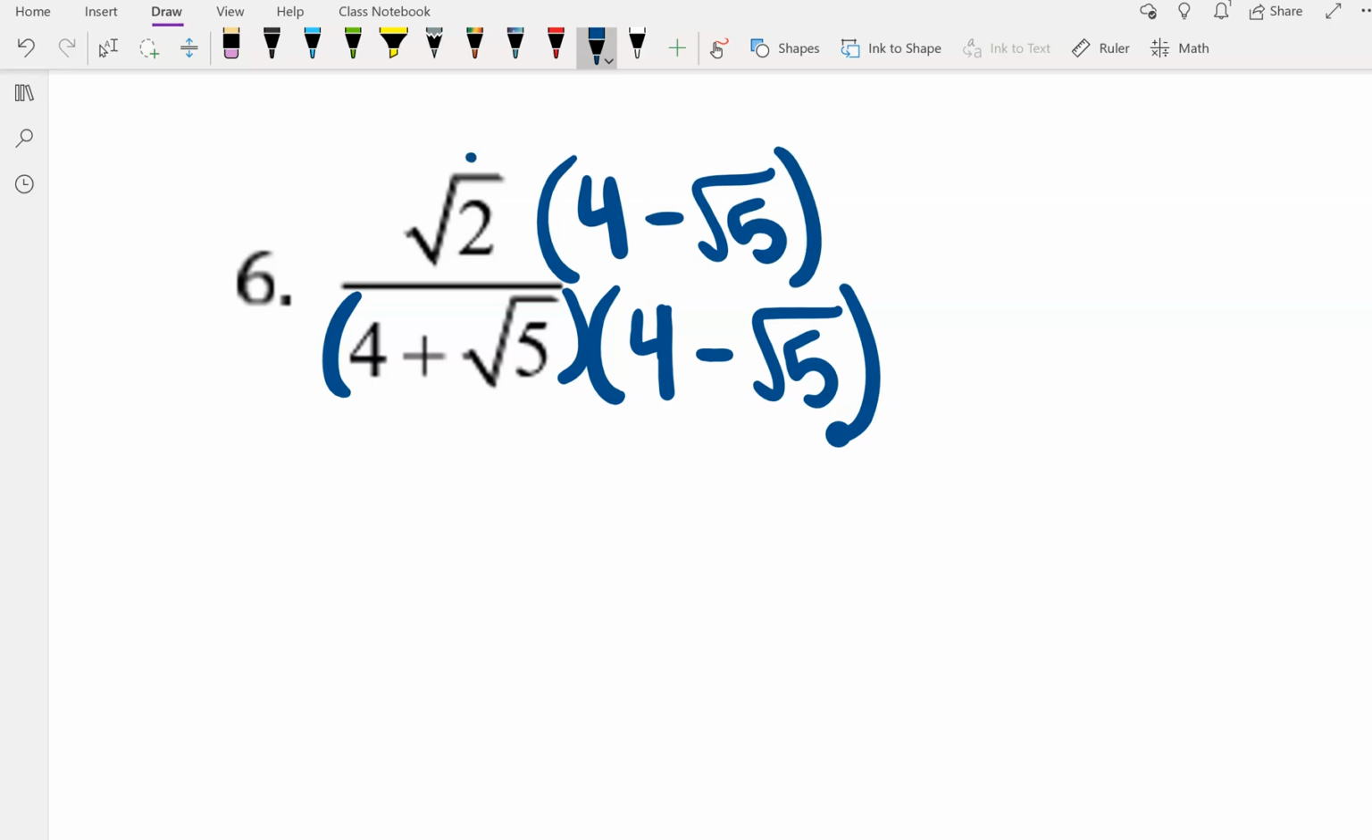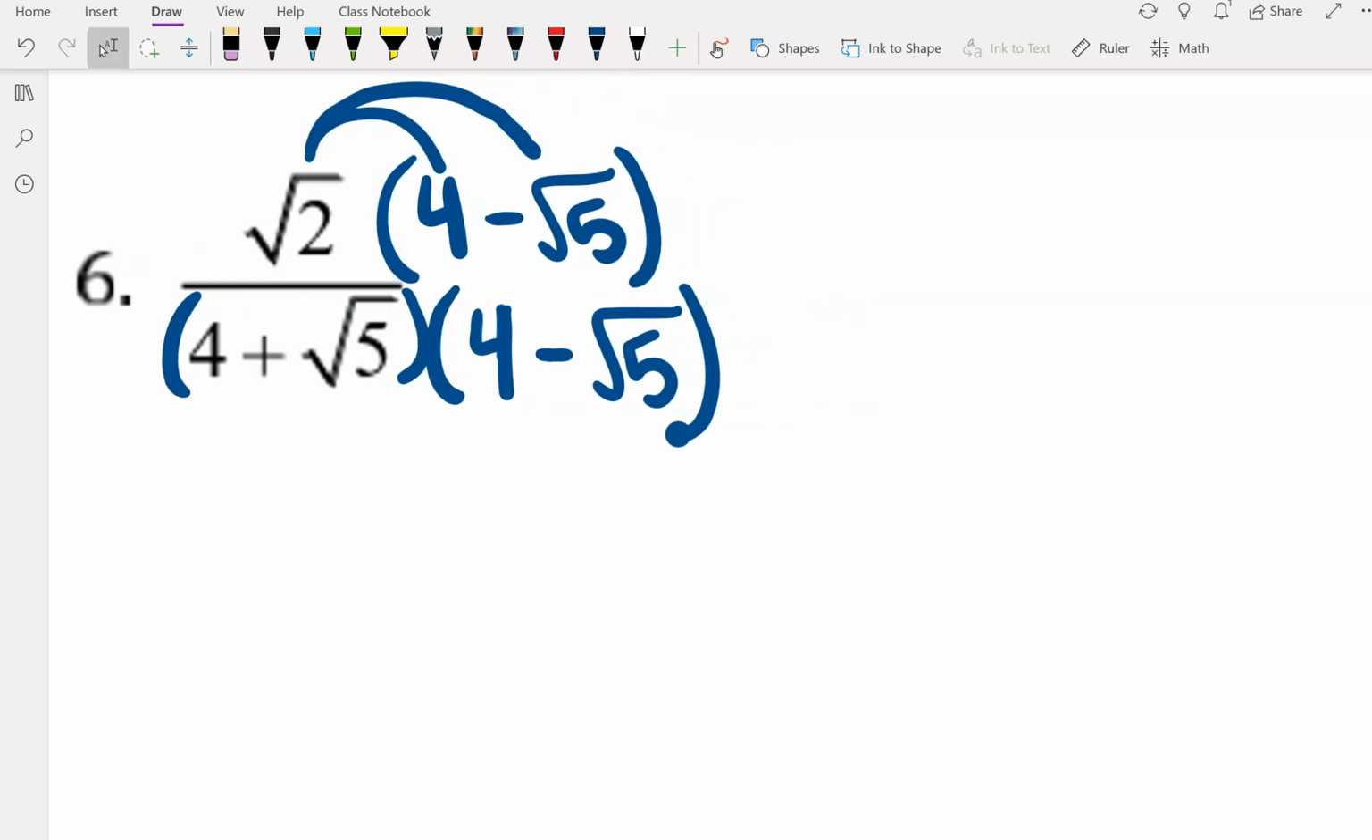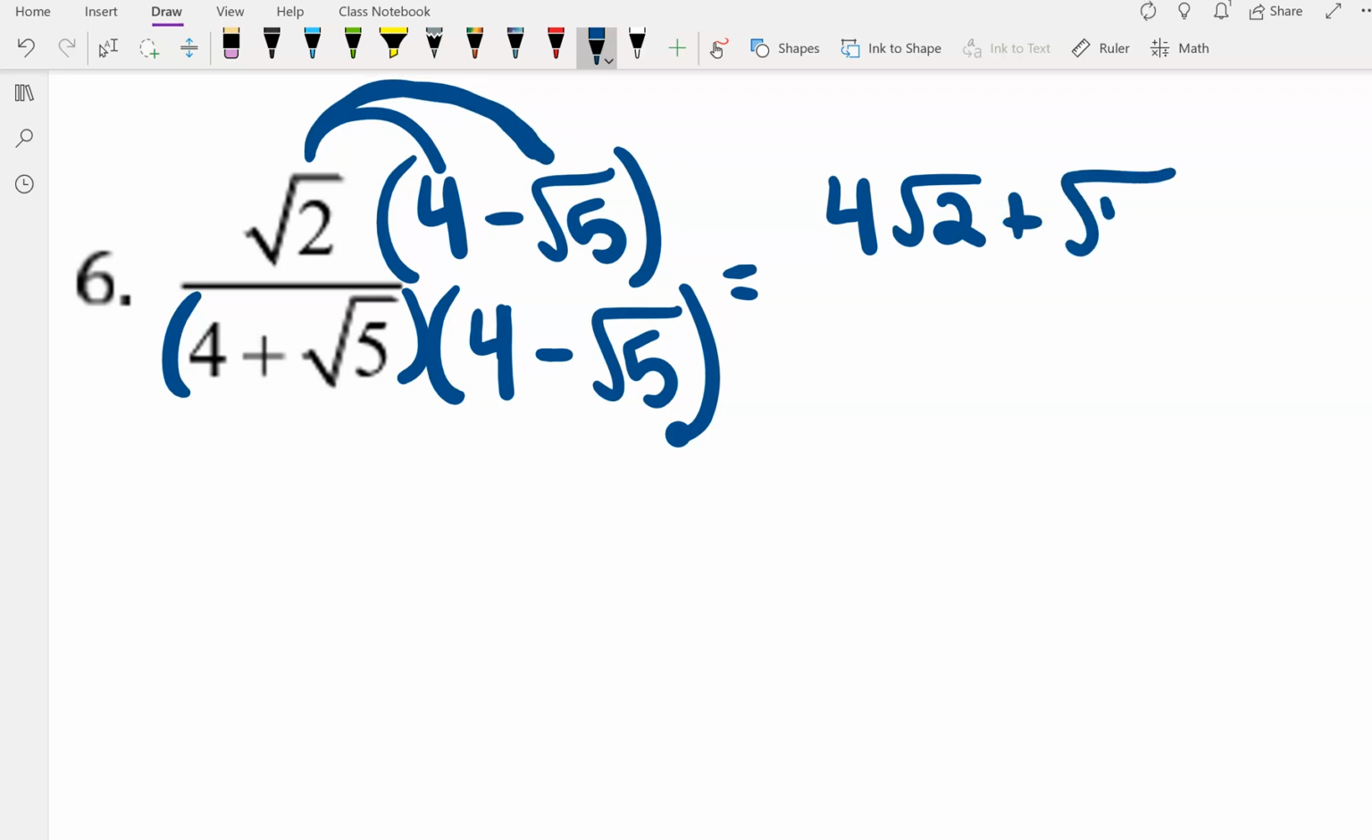On the top, we just distribute. We just have one term that we have to distribute into the binomial, into the two terms. Root 2 times 4 is 4 root 2. They can't actually physically multiply because one's in jail and one's not. Then we multiply the root 2 by the root 5. Those actually do multiply because they're both inside the jail. Right? And then we put that over.